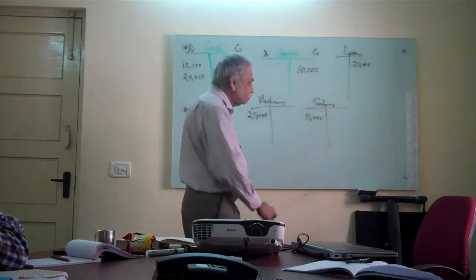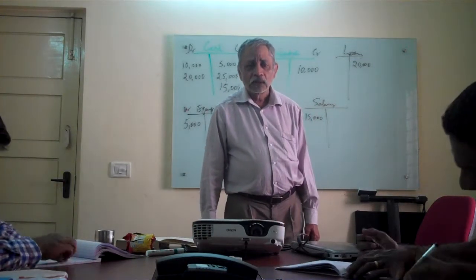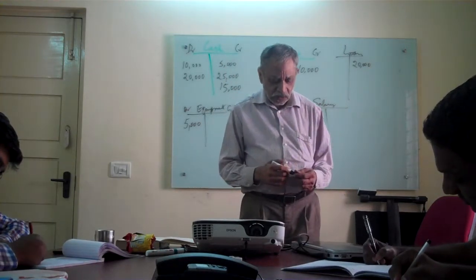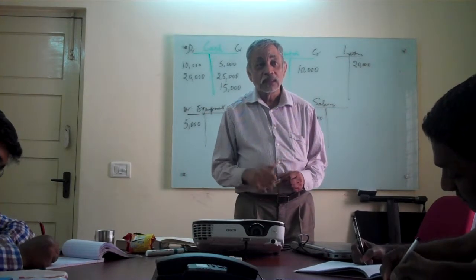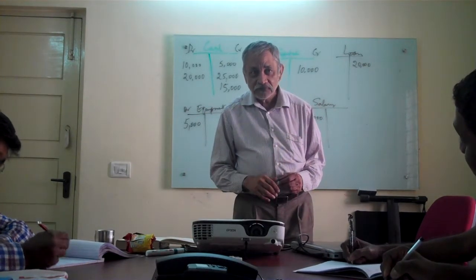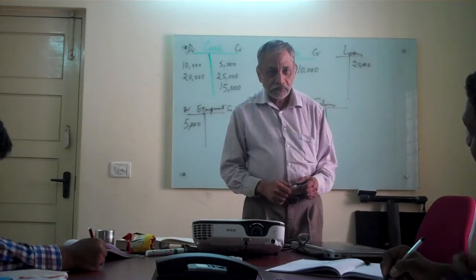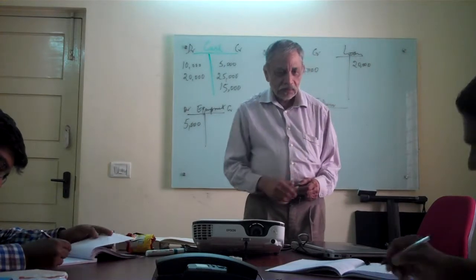Now sold 30,000. Sold means my product, whatever it is. Sold 30,000 on credit. On credit, that means what? I didn't receive cash.